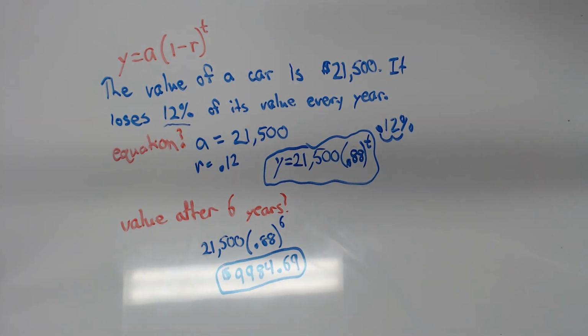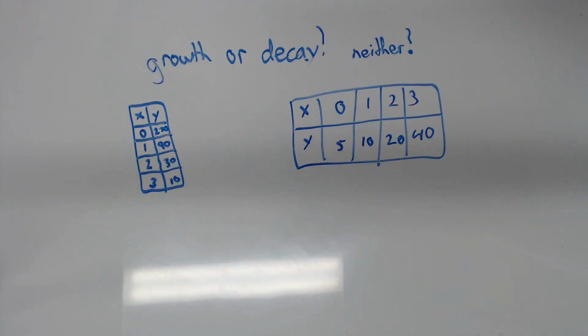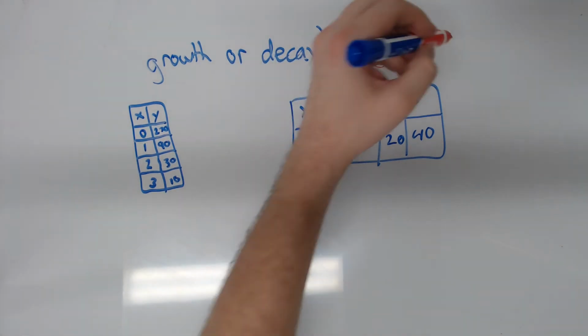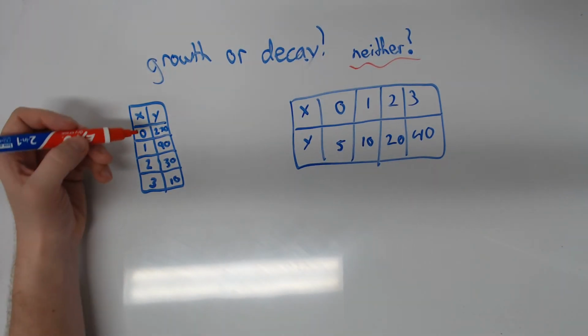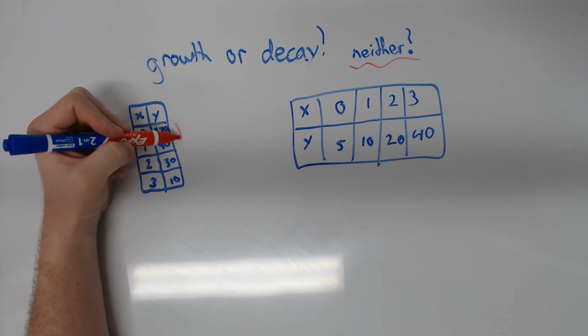Okay, so that's an example of growth and an example of decay. Now let's look at a couple of tables. Growth or decay should be pretty easy to tell from a table, but we do want to check and make sure it's consistent because neither is an option. So let's see what's happening to y.